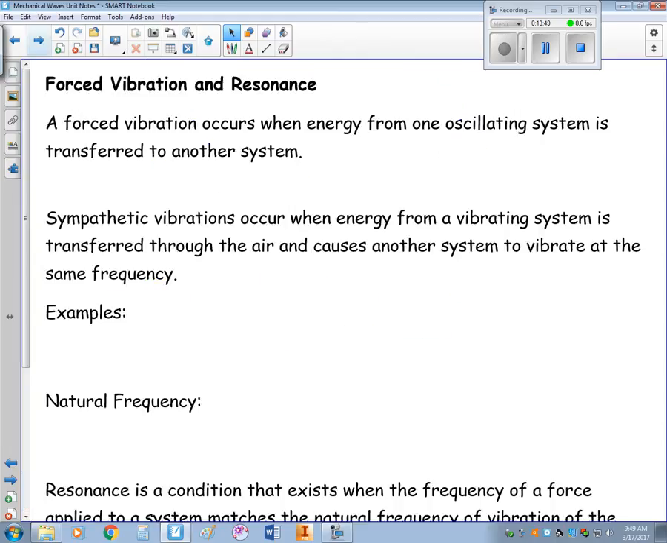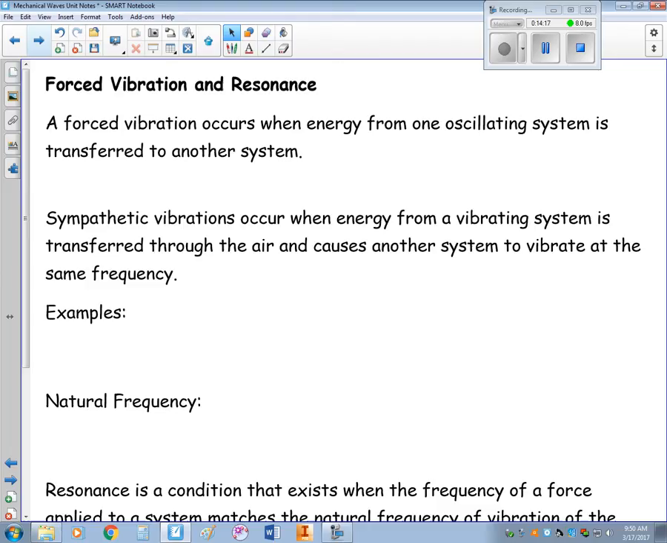Okay, so the last topic I want to talk about is forced vibrations and resonance. And I've got some demonstrations I'll show you in class to give you a feel for this. So a forced vibration occurs when energy from one oscillating system is transferred to another, usually through sound. Sympathetic vibrations occur when energy from a vibrating system is transferred through the air, causing another system to vibrate at the same frequency.